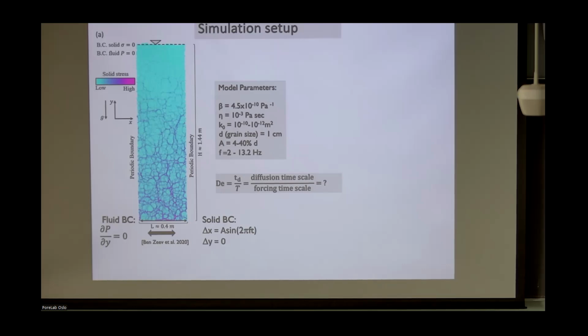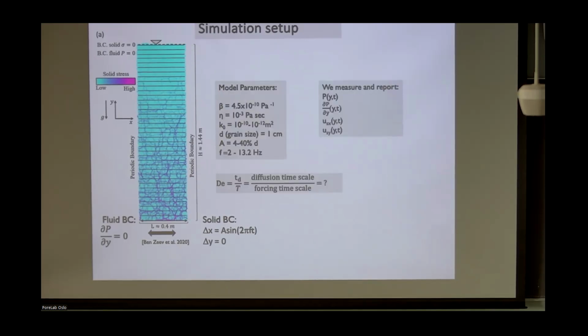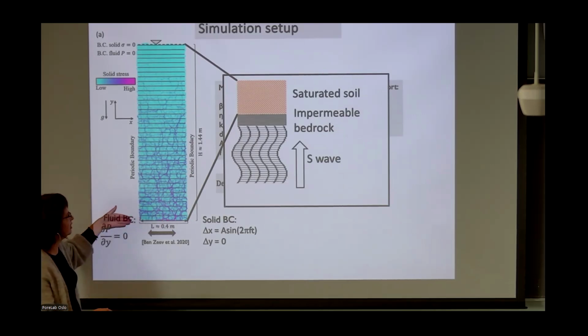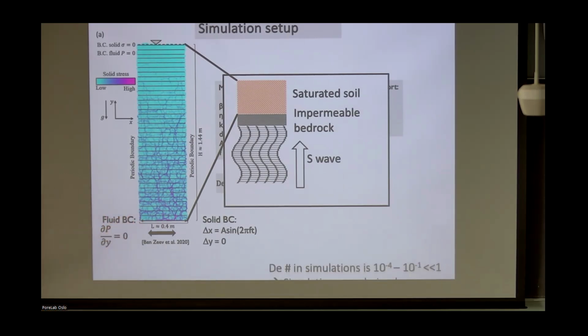And the Bond number is actually going to be smaller than 1. We assume here that we're looking at shear waves that are coming to an impermeable bottom layer, and you're shaking this soil, exaggerated soil. The Bond numbers in our simulations were calculated to be below 0.1. So all the simulations are drained, actually. And all the experiments that I'll show you are also drained.